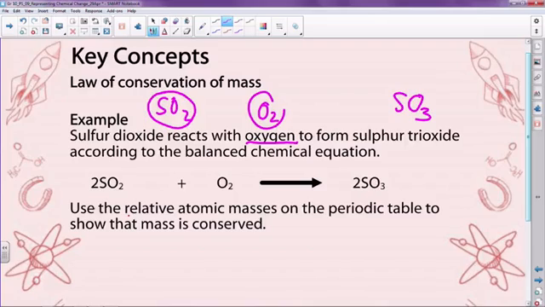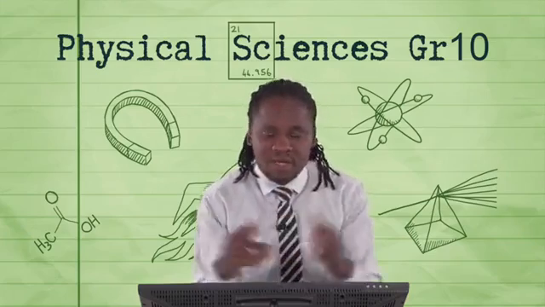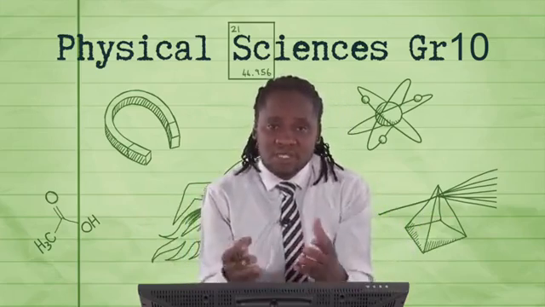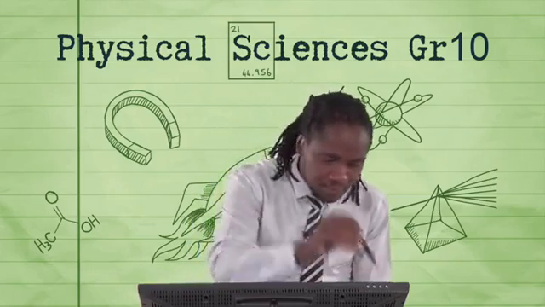Now the question says, use the relative atomic masses on the periodic table to show that the mass is conserved, or it remains constant. Right, very important to refer to the periodic table because it gives us a guide as far as the relative atomic mass of each and every element. If we've got a compound, we shall consider the individual elements that make up that compound. If it's oxygen as a diatomic, in this case, because it's diatomic, we shall multiply the mass by 2. Let's go directly to the periodic table and check the masses.